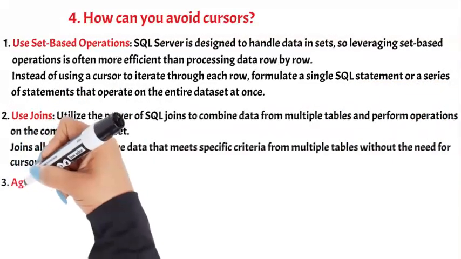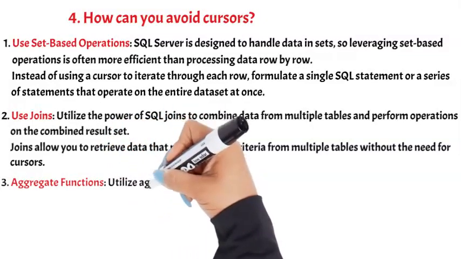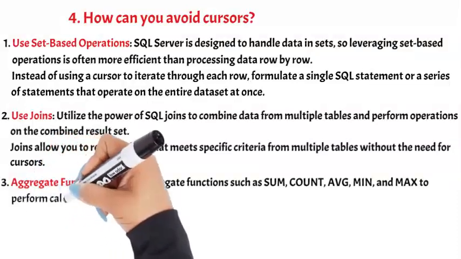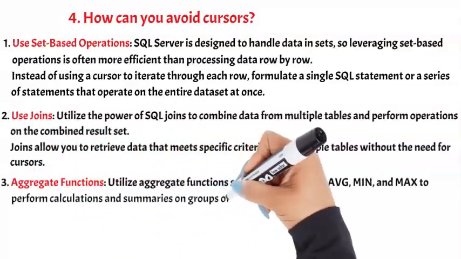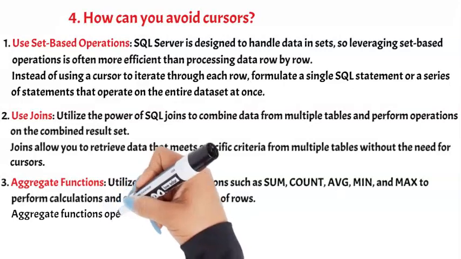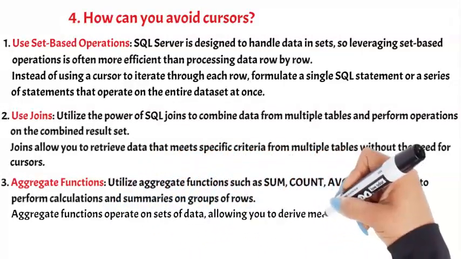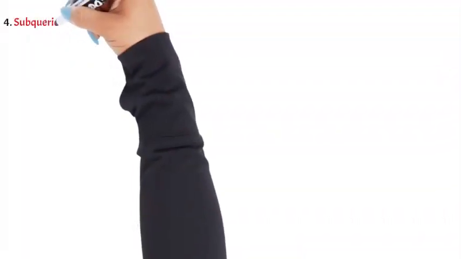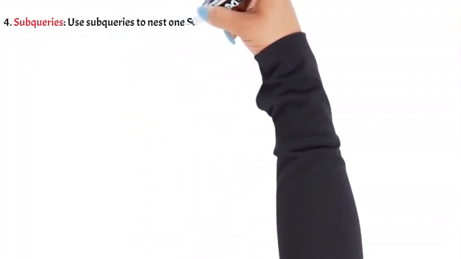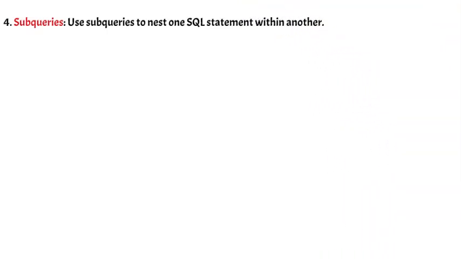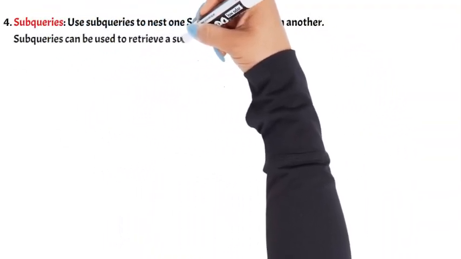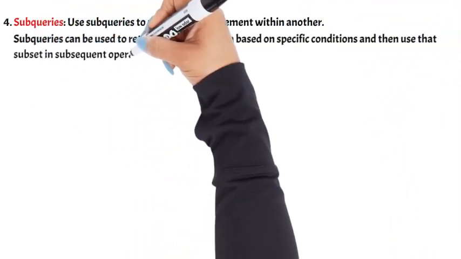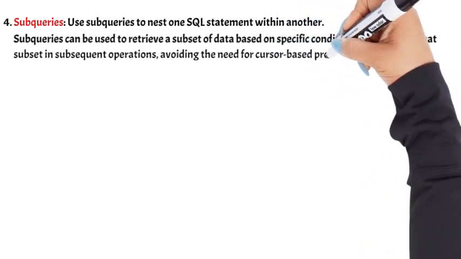3. Aggregate functions. Utilize aggregate functions such as SUM, COUNT, AVG, MIN, and MAX to perform calculations and summaries on groups of rows. Aggregate functions operate on sets of data, allowing you to derive meaningful results without the need for cursors. 4. Subqueries. Use subqueries to nest one SQL statement within another. Subqueries can be used to retrieve a subset of data based on specific conditions and then use that subset in subsequent operations, avoiding the need for cursor-based processing.